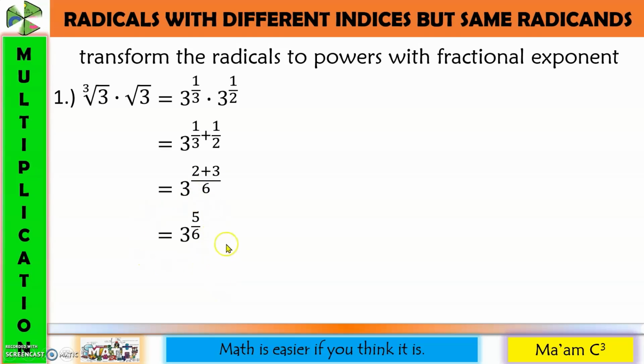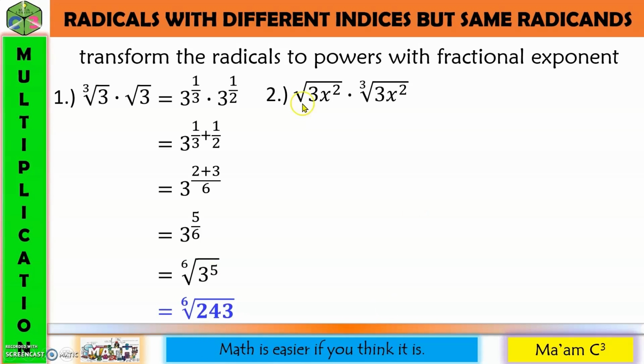And then we're going to convert this into radical form. The denominator will become the index. So this is the 6th root of 3 to the 5th power. And 3 raised to 5 is 243. So the 6th root of 243.